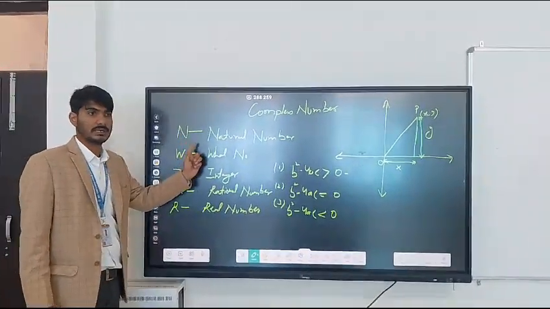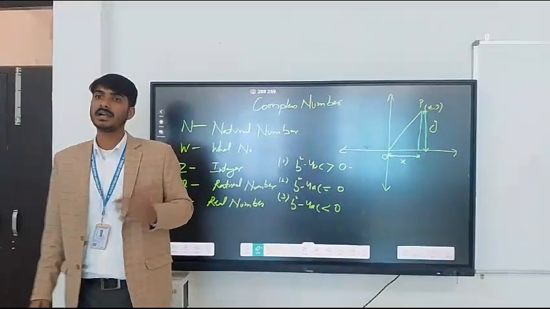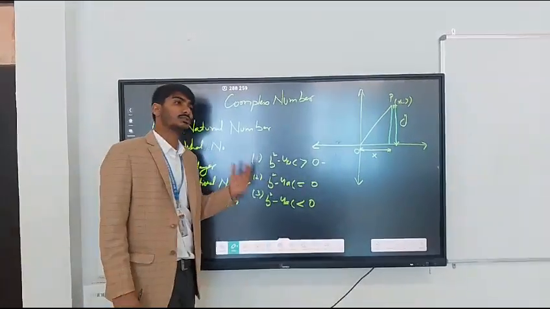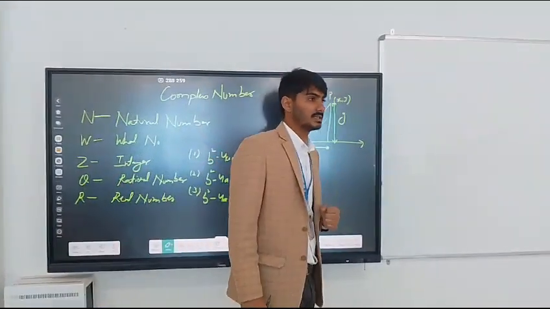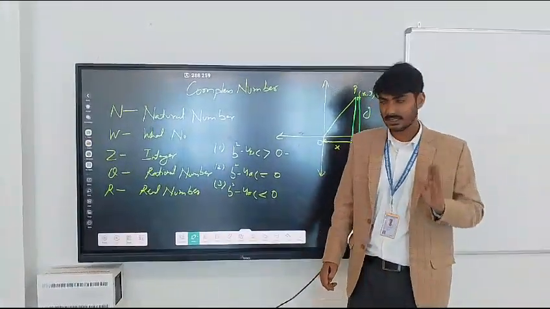So what are the natural numbers? Those numbers which exist in nature by default. These numbers are 1, 2, 3, 4, 5 and so on. These are the natural numbers.